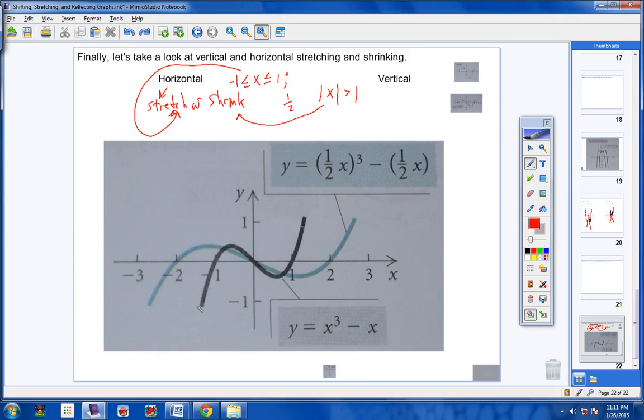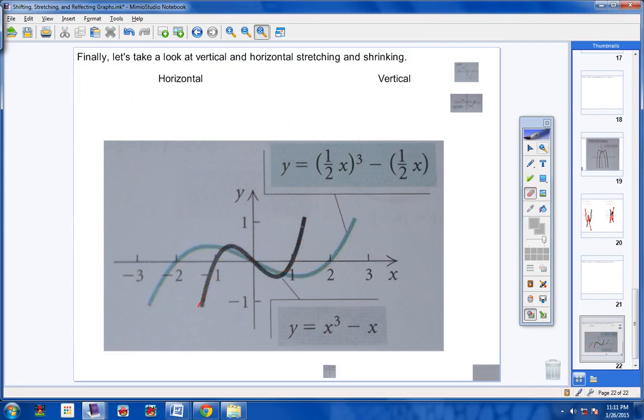And look, here it is. Here's the original black graph. And then when you multiply the original function by 1/2, it was a horizontal stretch. It stretched it out horizontally. Now, vertical real quick, and we'll be done. I'll wrap this up quickly.